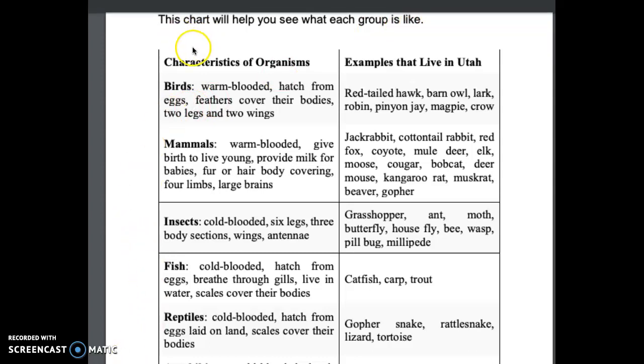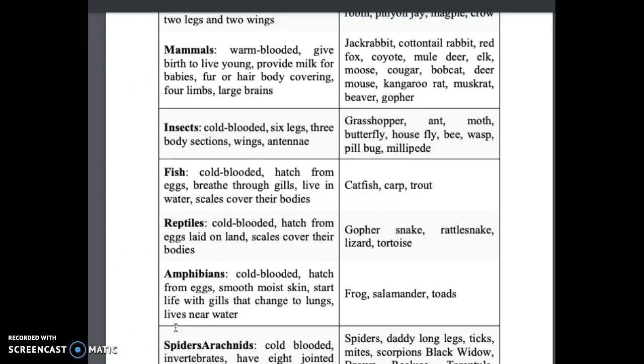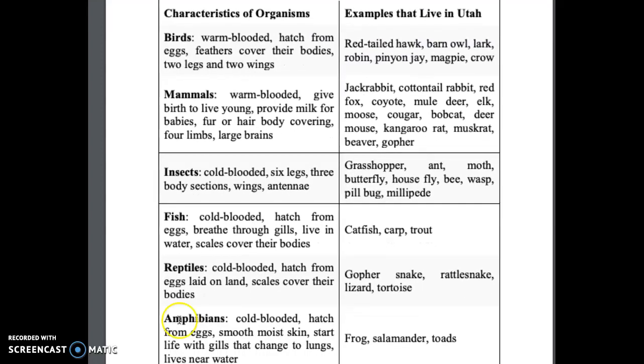Okay, so here we have characteristics of organisms. So these are all how scientists have classified using these characteristics. You're going to be using this chart to create a PowerPoint. Please read this chart carefully, and I will be giving you directions on how you will be using this chart to create a PowerPoint later.